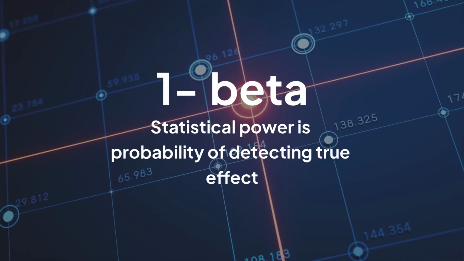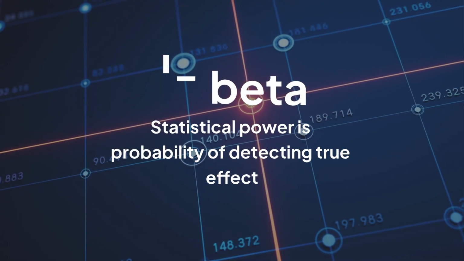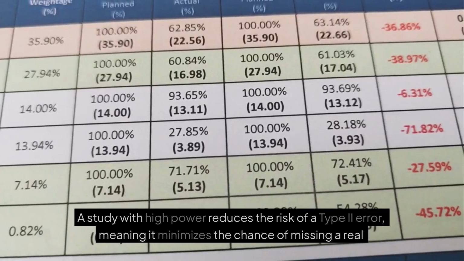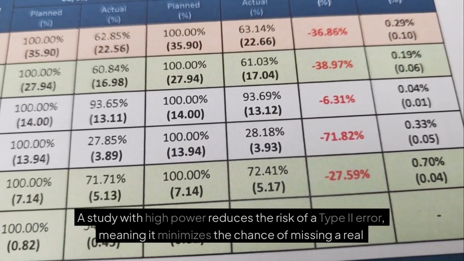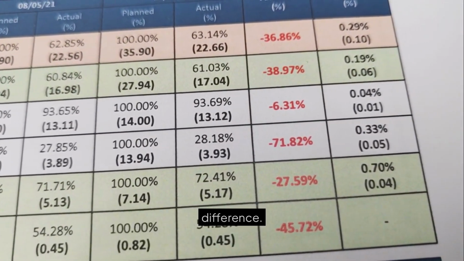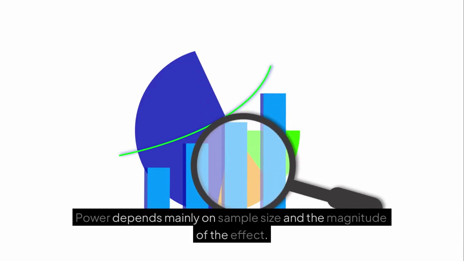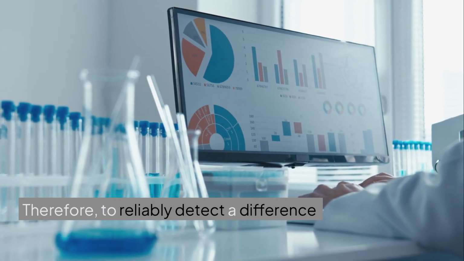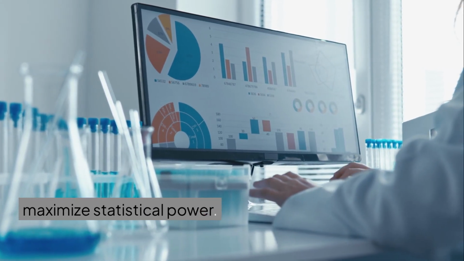Statistical power, represented as 1 beta, is the probability of detecting a true effect when it exists. A study with high power reduces the risk of a type 2 error, meaning it minimizes the chance of missing a real difference. Power depends mainly on sample size and the magnitude of the effect. Therefore, to reliably detect a difference between treatments, researchers aim to maximize statistical power.